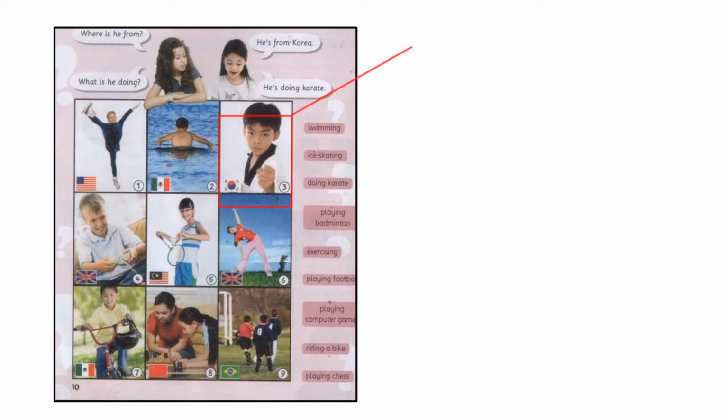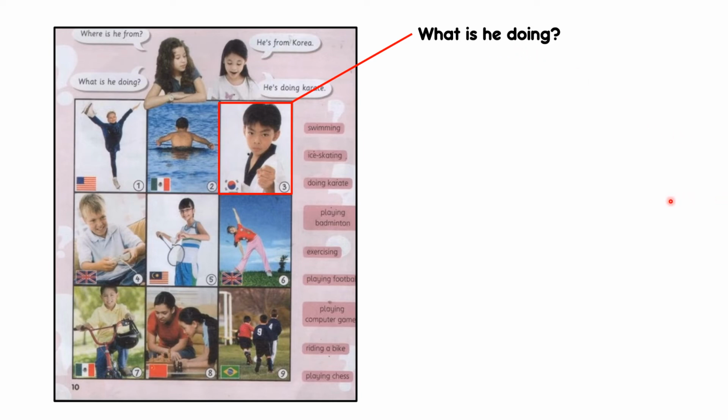Okay, let's try to do some examples. I'm going to highlight a few pictures so that you can see the structures even more clearly. Look at picture number 3. What is he doing? The choices of answers are already provided at the side here. You only have to identify which one is the answer. If you look at the little boy in the picture, he is wearing a karate attire. So, what is he doing?